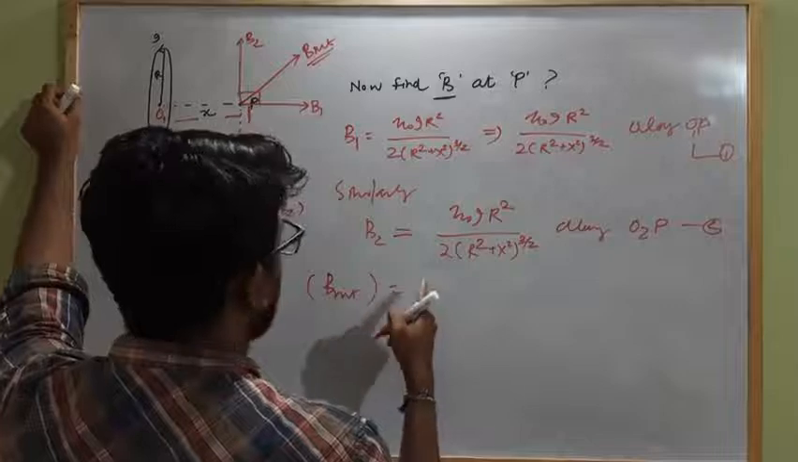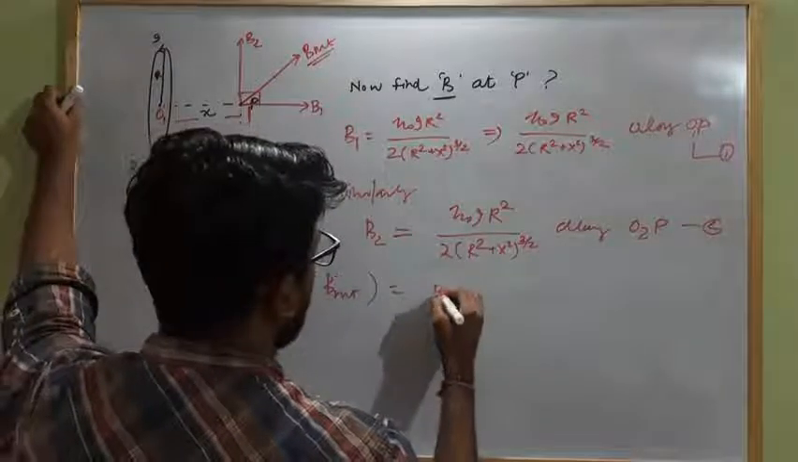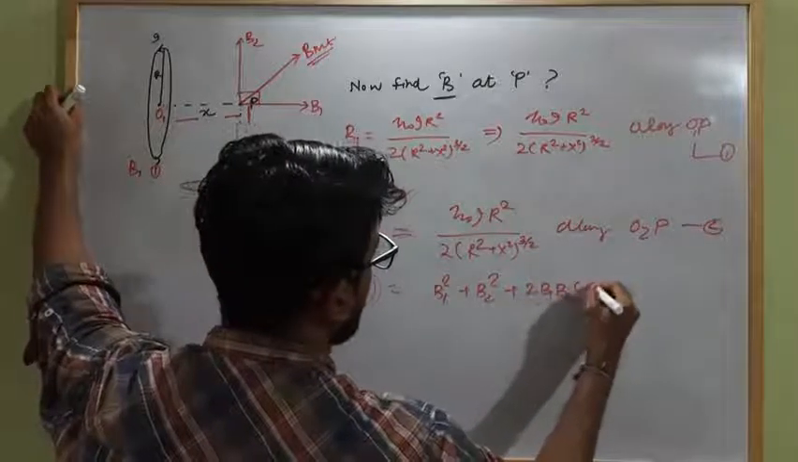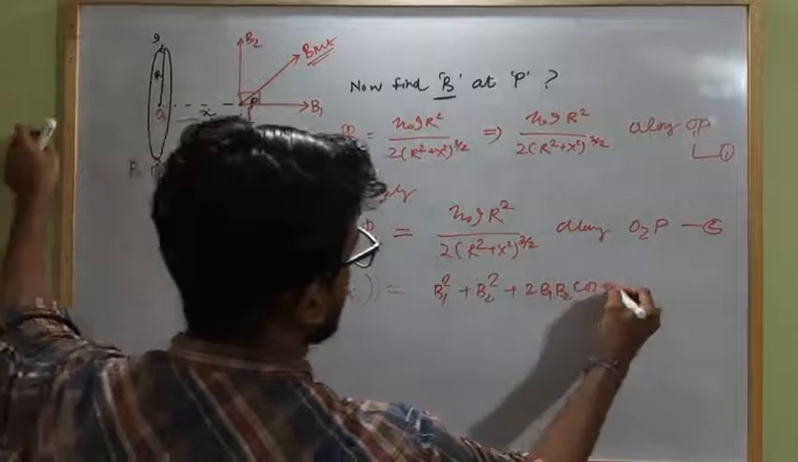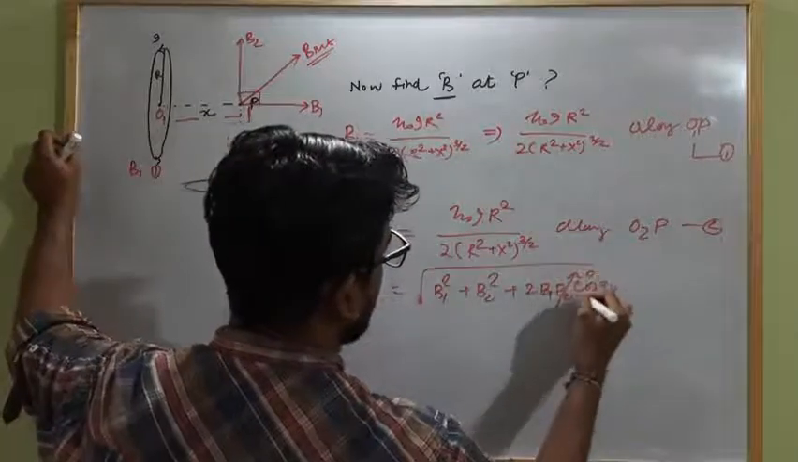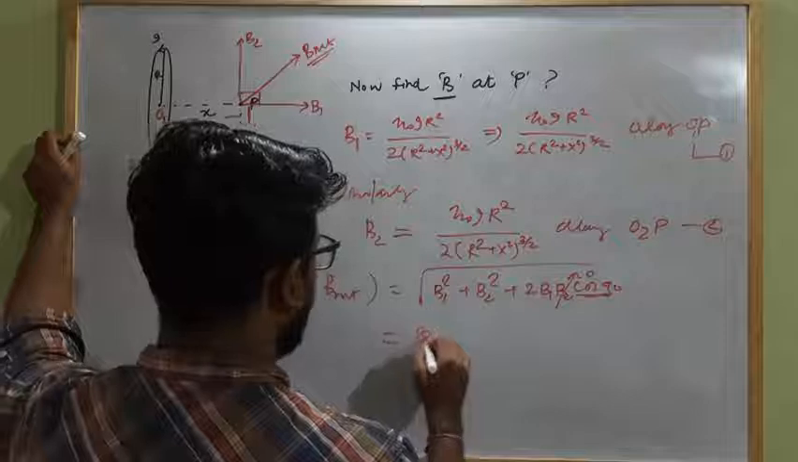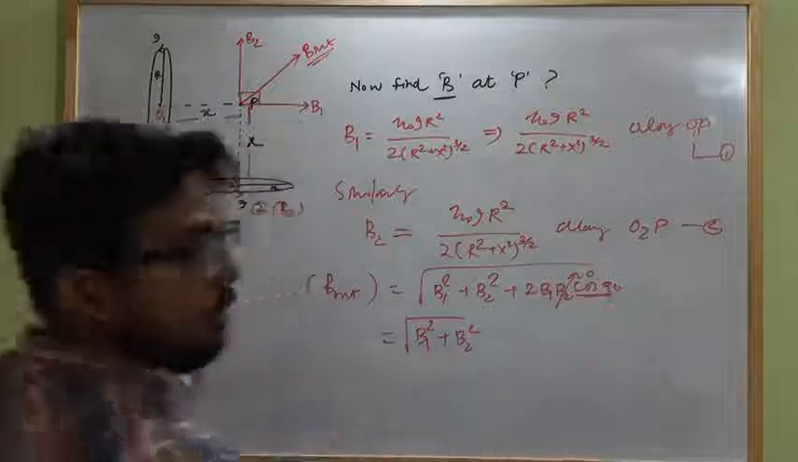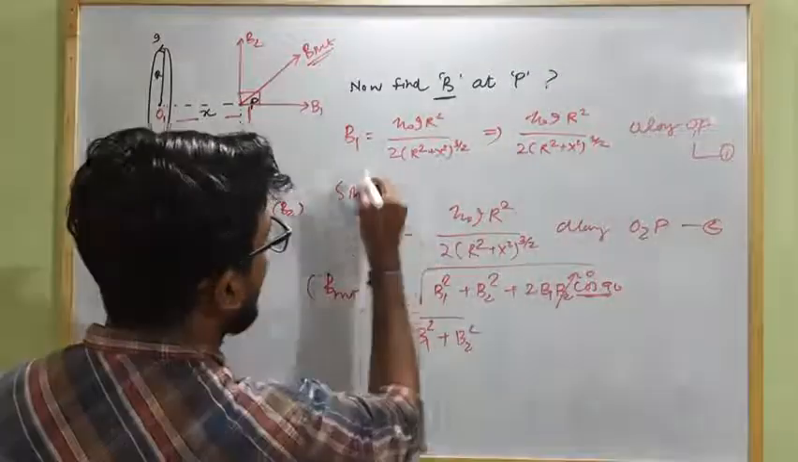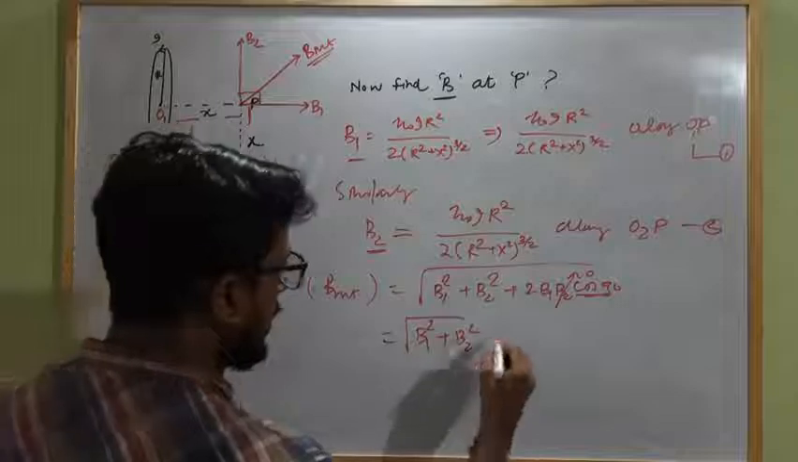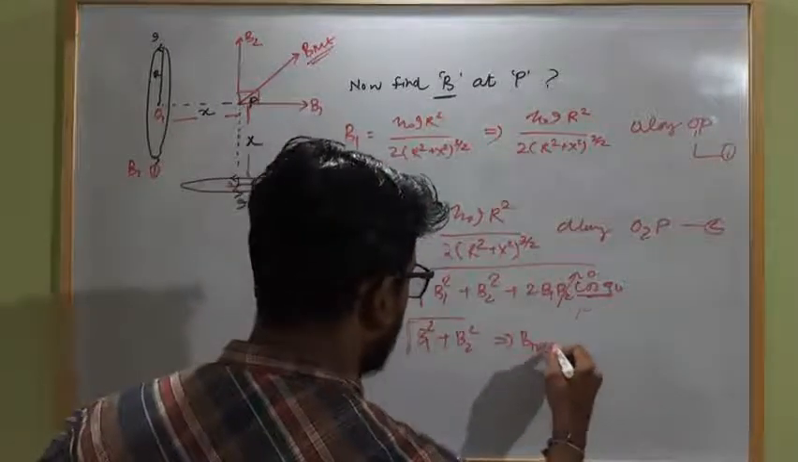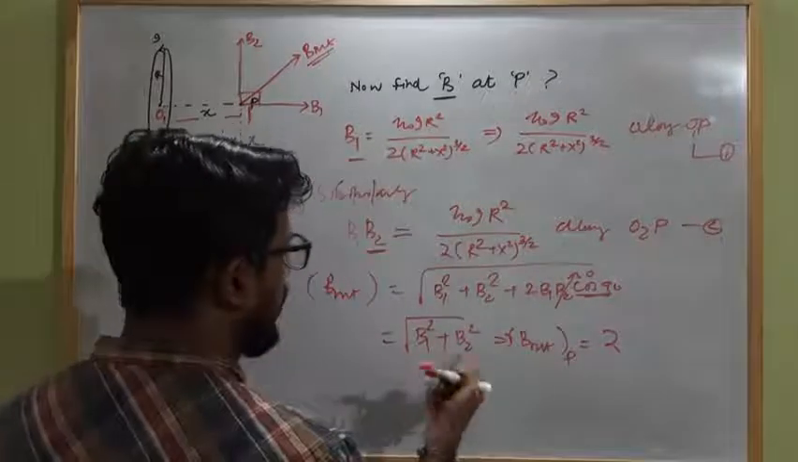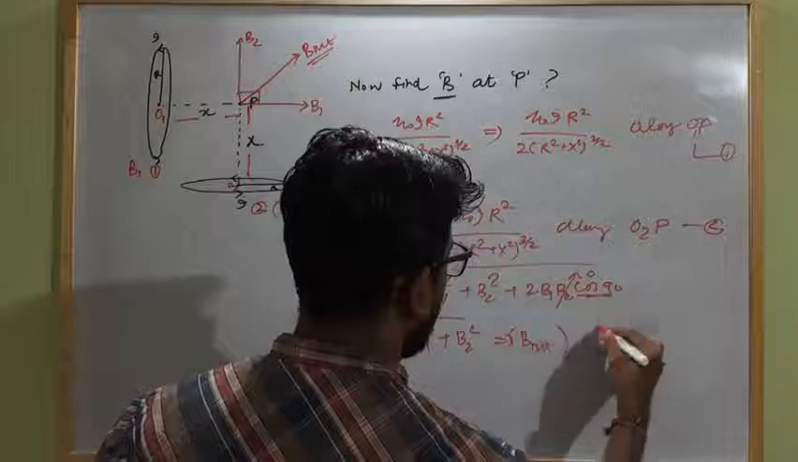The formula will be under root of B1 square plus B2 square plus 2 B1 B2 cos theta. Here the angle between two vectors is 90, and cos 90 is 0, so that term becomes 0. So this will become under root of B1 square plus B2 square. As from equations 1 and 2, we get that the values of B2 and B1 are both the same. So this implies B net at P will be how much? Either replace B2 with B1 or B1 with B2, under root of 2 B1 square.